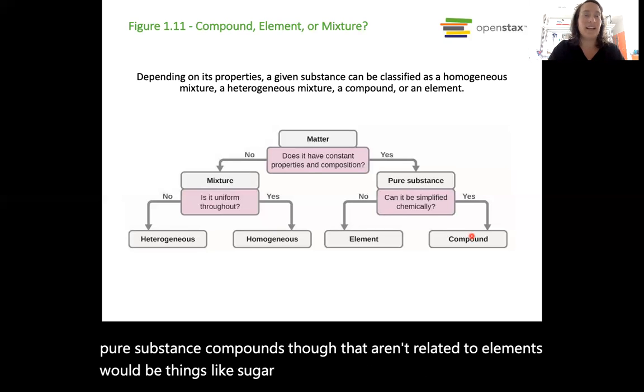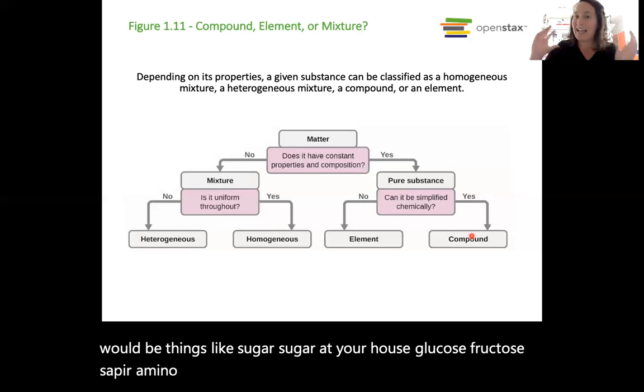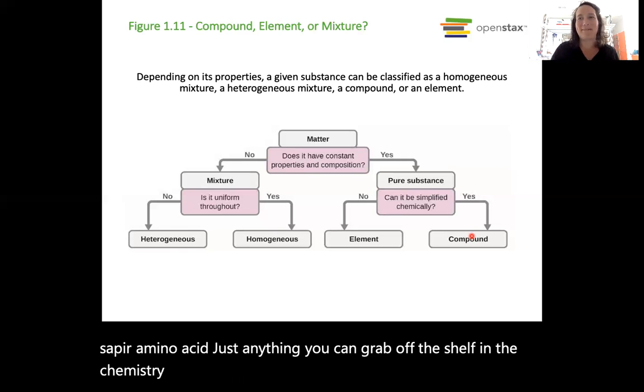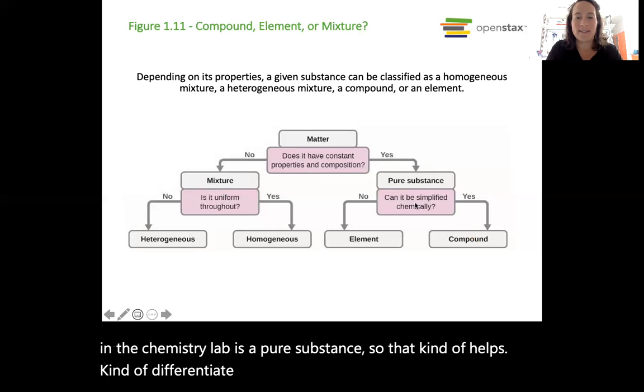Okay. Other types of pure substance compounds, though, that aren't related to elements would be things like sugar at your house, glucose, fructose, a pure amino acid, just anything you can grab off the shelf in the chemistry lab is a pure substance. So, yeah, that kind of helps differentiate between mixtures and pure substances, and then talking about elements and compounds.